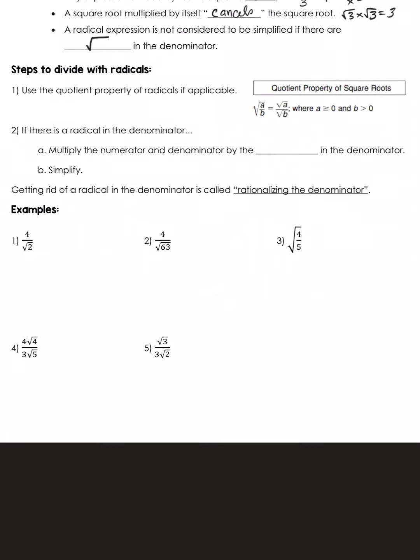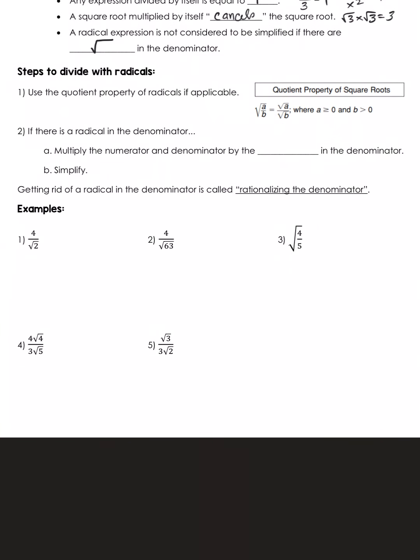So while we're working through these problems, the first thing we're going to do is use the quotient property if we can. So when we have a fraction underneath a square root, we can split it up into 2 separate square roots. And if we end up with a radical in our denominator, we will rationalize our denominator. So we do that by multiplying the numerator and the denominator by the radical that's in the denominator, and then we just simplify our radicals.